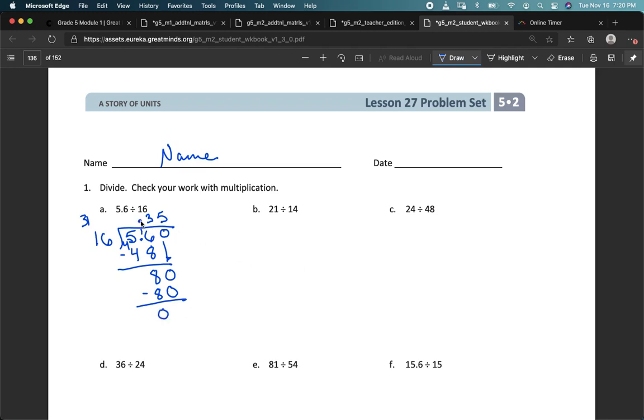Now, the decimal stays in its row, right here, stays in its column, and I have 35 hundredths. So I'm going to take that 35 hundredths. I'm going to multiply by 16 to check my work. 6 times 5 is 30, carry the 3. 6 times 3 is 18, plus 3 is 21. Then add a 0. 1 times 5 is 5. 1 times 3 is 3. And then add 0, 6, 5. And then put my decimal place in.